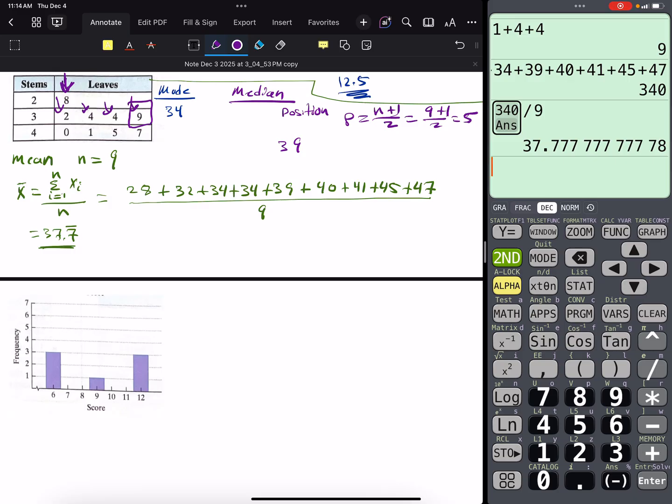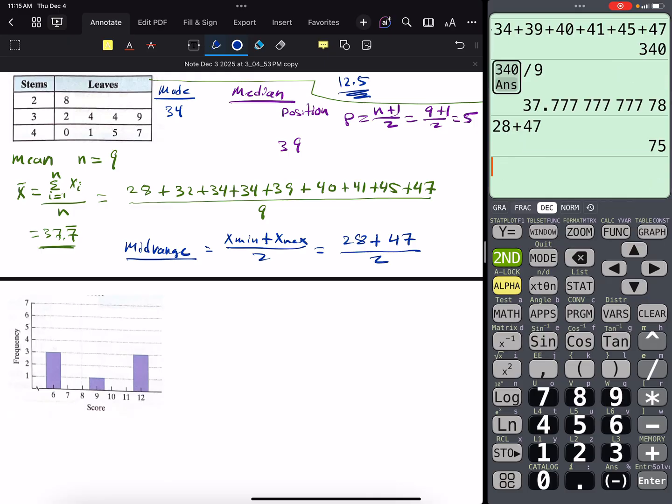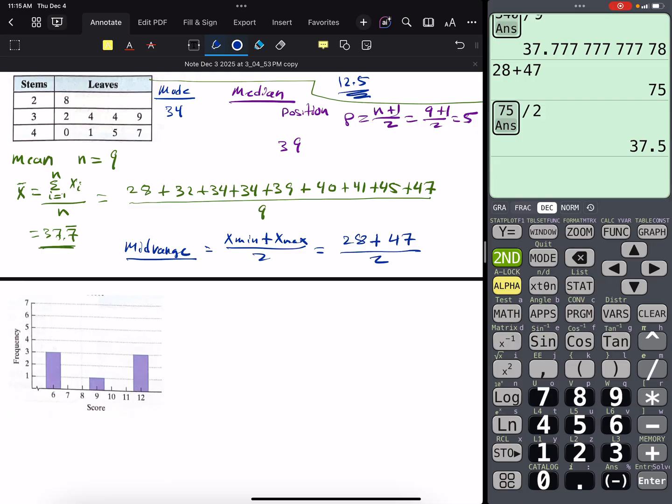All right, last calculation here. Let's look at the mid-range. If I'm thinking mid-range, that's going to be the highest value plus the lowest value, so x min plus x max divided by 2. And so that's going to be 28 plus 47 divided by 2, and we get 37.5.